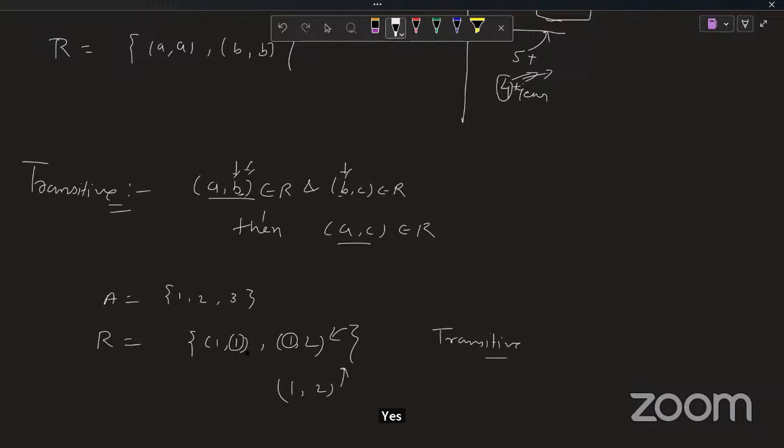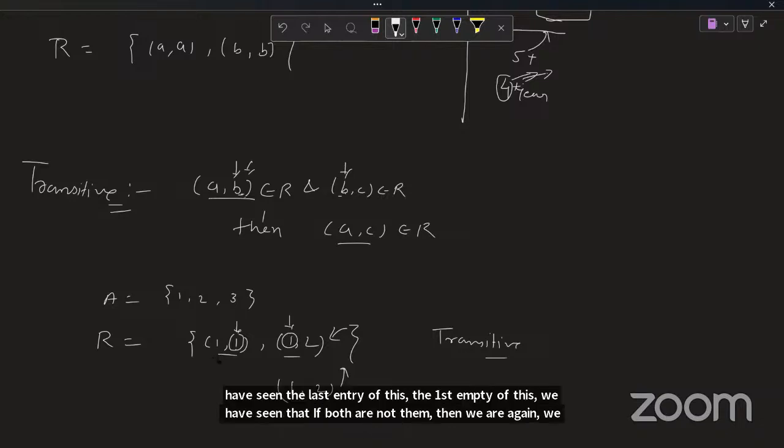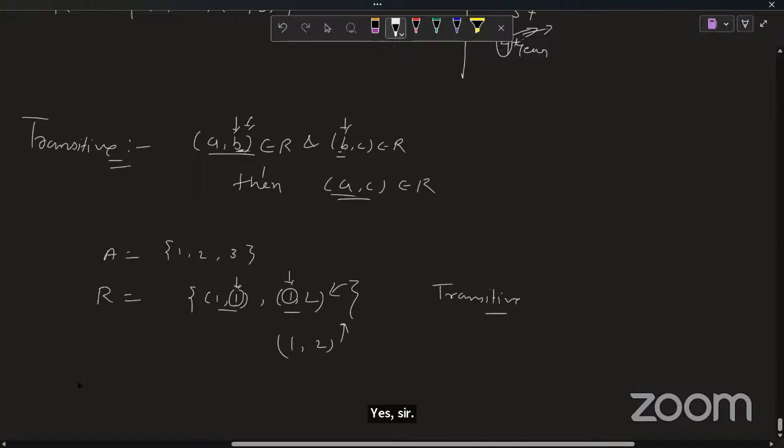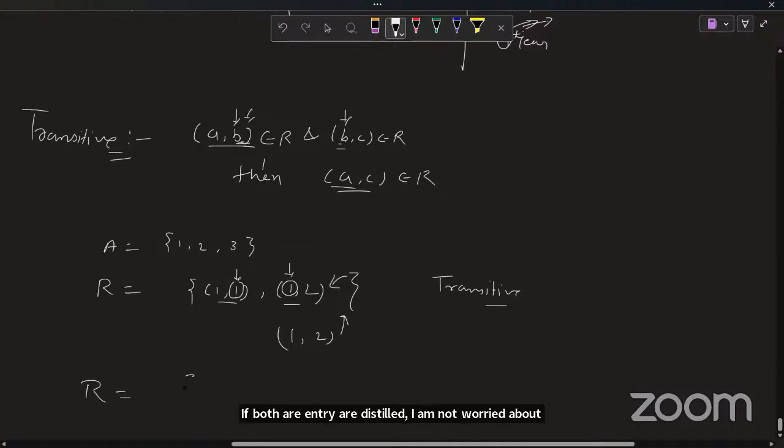Yes, it is a transitive relation. Why? We have only 2 elements, so we have seen the last entry of this and the first entry of this, and both are the same. If both are not the same, then we are not worried, just like that movie ticket example. If both are the same, then only I will go with this (A, C). If both entries are distinct, I am not worried about it. Just like if I give you this example.